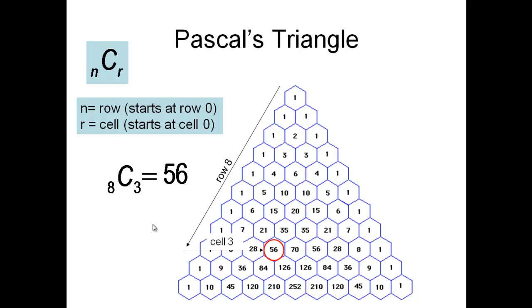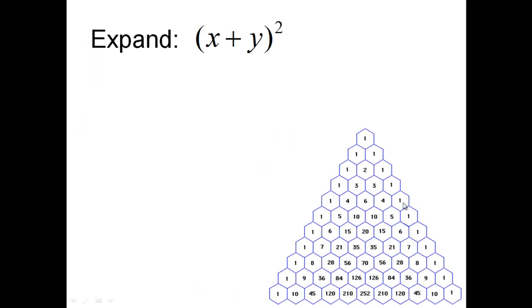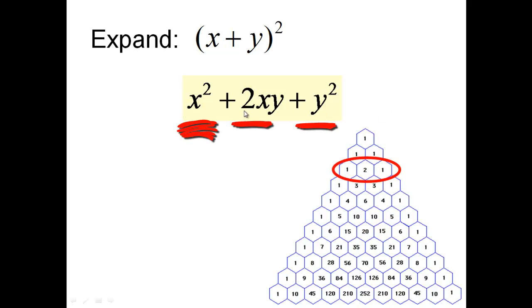Now, obviously, we want to think about how we use this in terms of expanding. So how can we use Pascal's triangle to help us with expanding problems like this, where we've got the quantity x plus y squared? Well, if I wanted to multiply x plus y times x plus y, I'd find out the answer is x squared plus 2xy plus y squared. Well, how can Pascal's triangle help me? If we look at the second row here, we see that the coefficients are 1, 2, 1, which is what we get as the leading coefficients when we multiply out x plus y quantity squared: 1, 2, and 1.